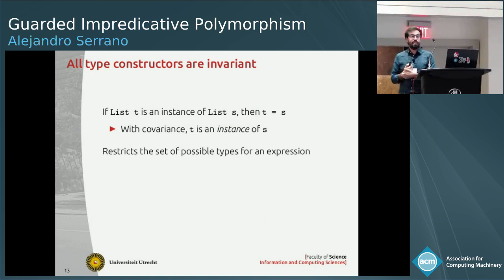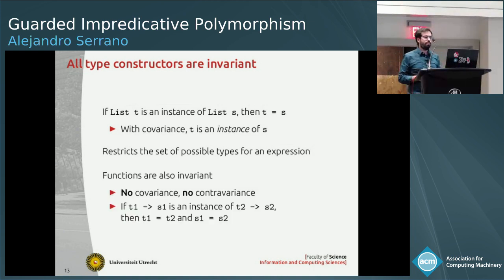And the second thing is that, as I said, all type constructors are invariant. So that means if you have a list of T, which should be an instance of list of S, the only way you can actually do this is by saying that T equals S. If you had covariance, you would be saying instead that T is an instance of S. And this is actually what restricts also the set of possible types for an expression to one only type. And also, as I said, functions are invariant. So no covariance, no contravariance.